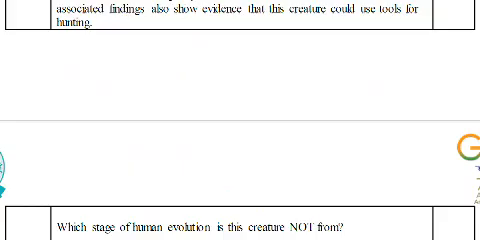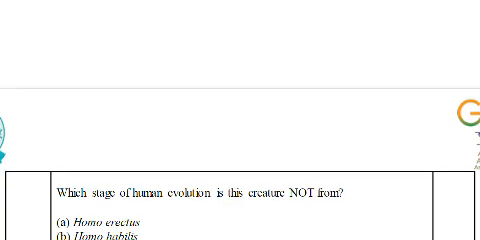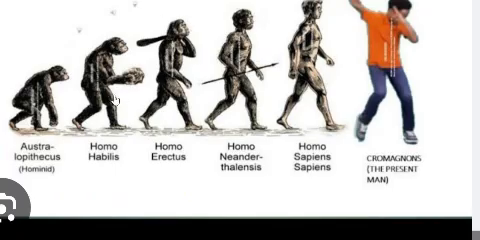A team of archaeologists found a fossilized skeleton of a human-like creature with a brain capacity of more than 700 cc. The structure and its associated findings also show evidence that this creature could use tools for hunting. So which stage of human evolution is this creature not from? So the options are these, and we know that Homo erectus, Homo habilis, and Neanderthal man are the ones which are almost close to the structure of a human being, which are able to use tools. So the option will be D. Here you can see the picture. All of these are almost like a human being, which can use tools, whereas Australopithecus cannot.